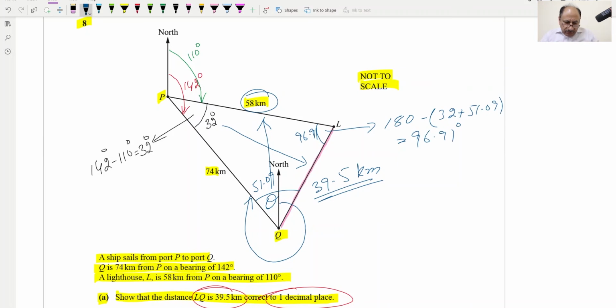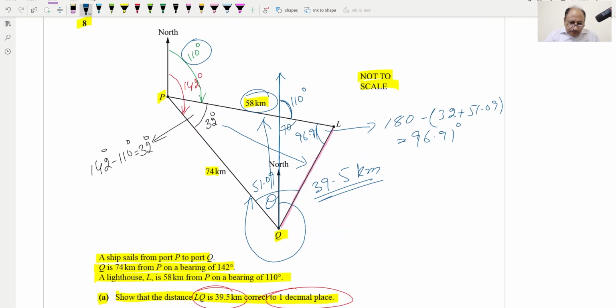Now we can extend north like this one. We can extend this line, and this angle is 110. So this angle will also be 110 degrees, because this is north direction, which is parallel to the north, and this is the straight line PL, which is intersecting both norths. So this angle will also be 110. So remaining angle on the straight line will be 70. So this angle will be 70 degrees.